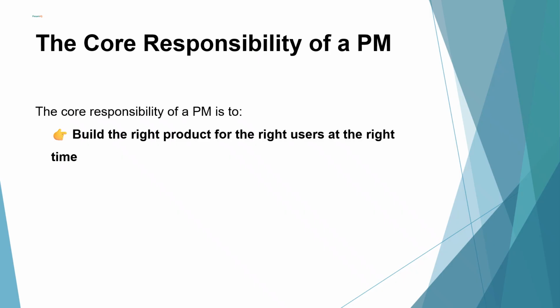So, what exactly is the core responsibility of a PM? The core responsibility of a PM is to build the right product for the right users at the right time. That's the core responsibility of a PM. However, the PM has several other responsibilities which we'll talk about in this lesson. Okay, so let's see the other responsibilities of a PM.